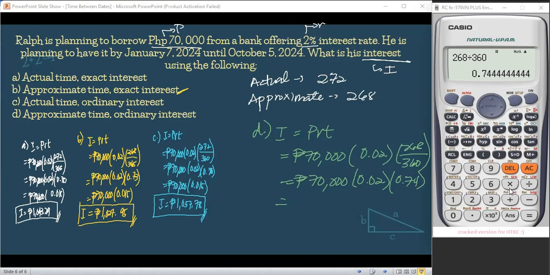Now, my dear students, kailangan po natin itong ipagpatuloy. And multiplying the result to 0.02, which is our rate, that will give us 0.015 approximately pa rin. Now, multiplying the result to 70,000, that will give us 1,042.22. So, the interest now is equal to 1,042.22.